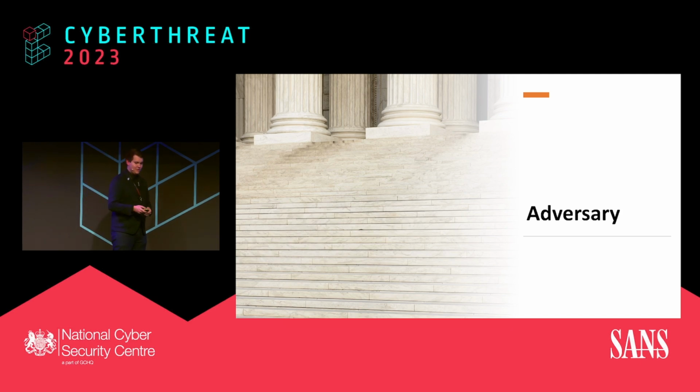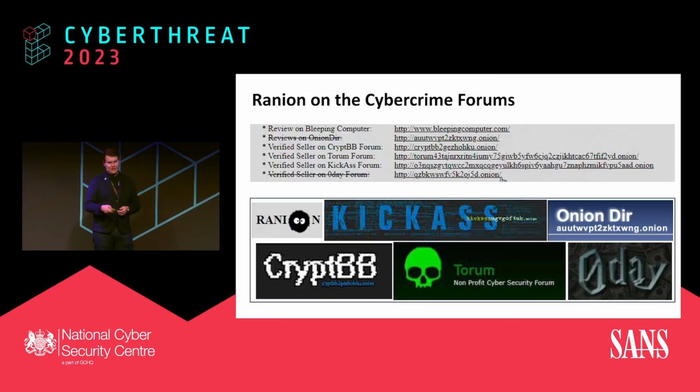So let's look more into the adversary themselves, the Ranion operators. Again, we go back to the Tor site and gather information about what's offered on there, and they say that they're part of multiple forums: Kickass, Onion Directory, Torum, Zero Day, and CryptBB. So what do you naturally do if you're a cybercrime intelligence analyst or data analyst? You go to those forums and see where Ranion has been mentioned.